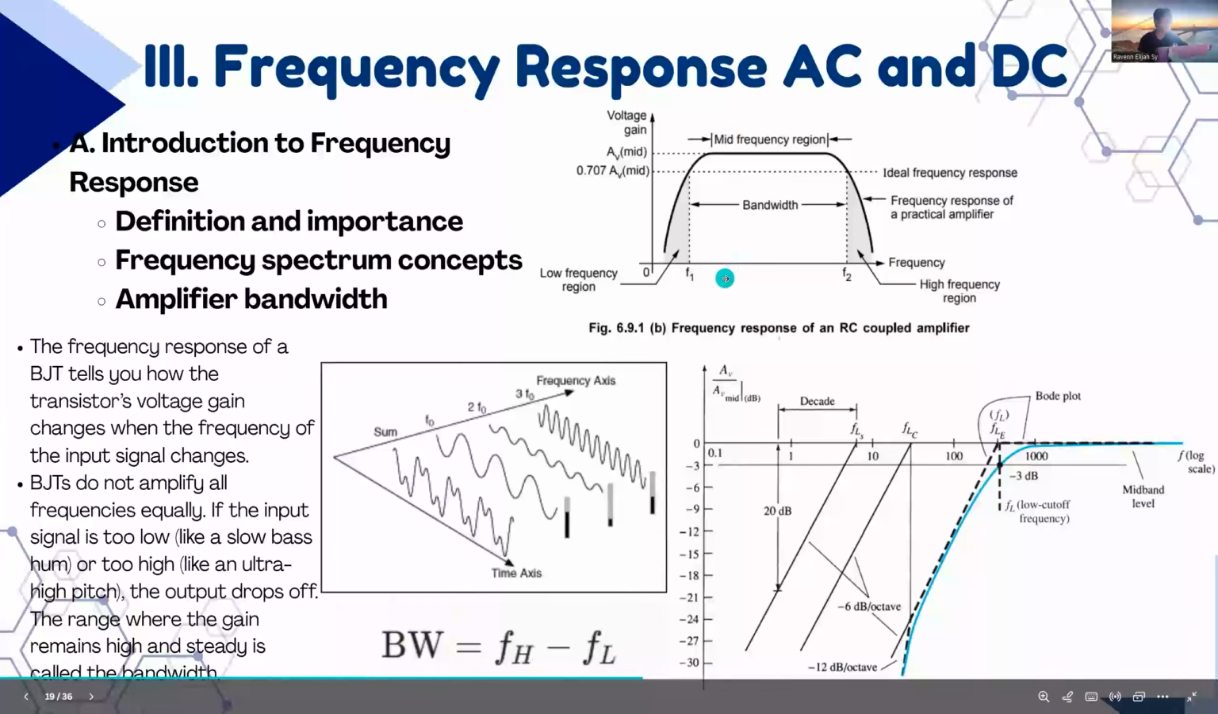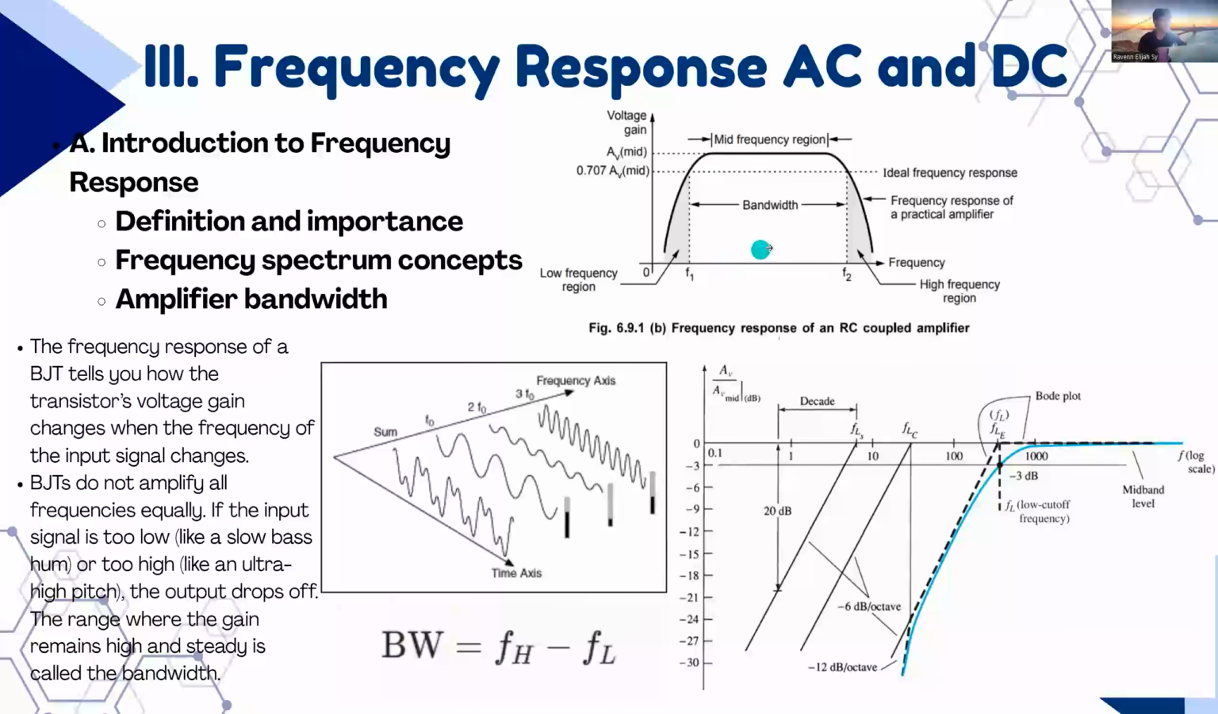An amplifier with a wide bandwidth can faithfully amplify a broad range of frequencies without attenuating critical components of the input signal. So if the signal is lower than the cutoff frequency here, it will be attenuated. If it's higher than the cutoff frequency of the high frequency region, it will be attenuated. Everything that is within the bandwidth will be given gain.